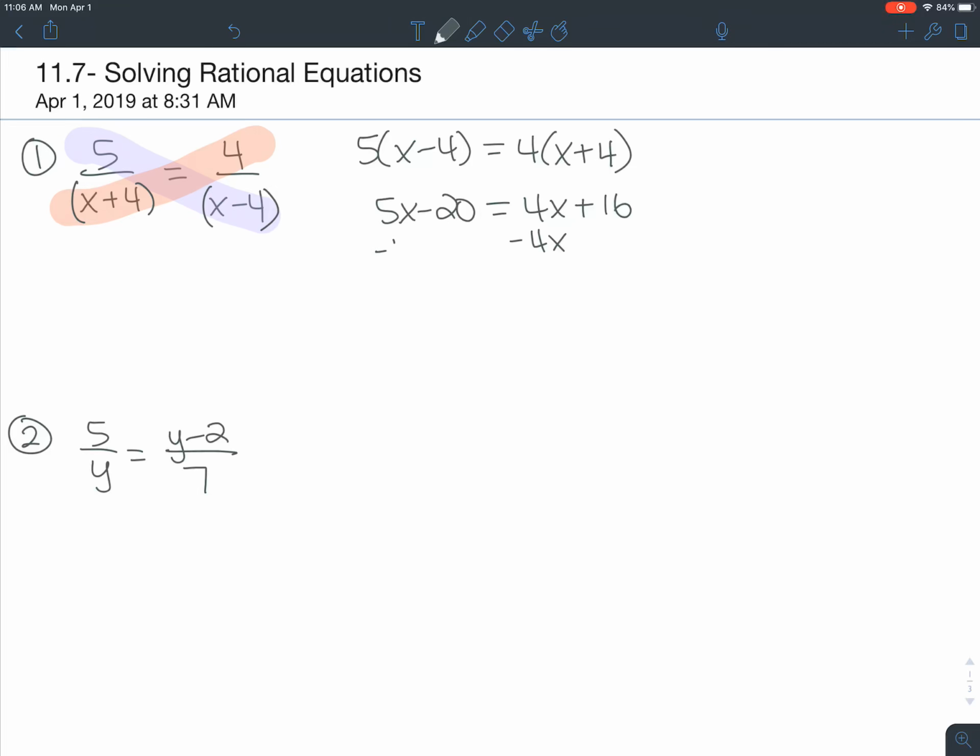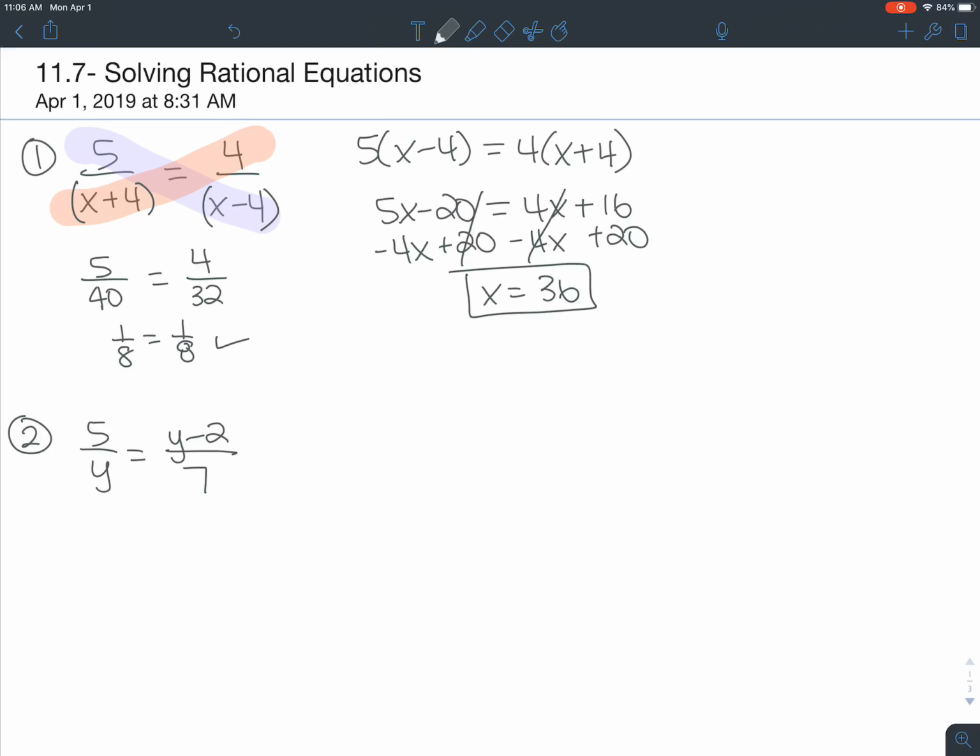If we subtract 4x to both sides, and we add 20 to both sides, then we get x equals 36. Now, to make sure that this works, we do want to check it and say 5 over 36 plus 4 is 40. And this would be 4 over 36 minus 4 is 32. Well, this simplifies to 1/8, and so does this. So that works. Also, when I plug it in, I want to make sure that I don't create a denominator of 0. So this is good.